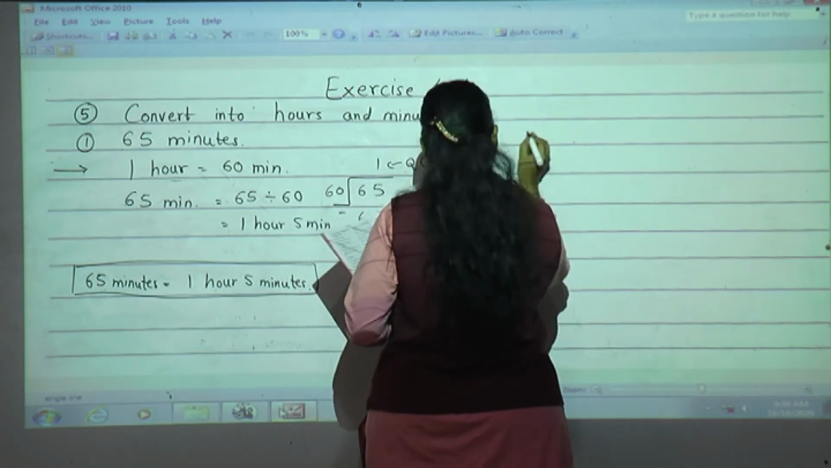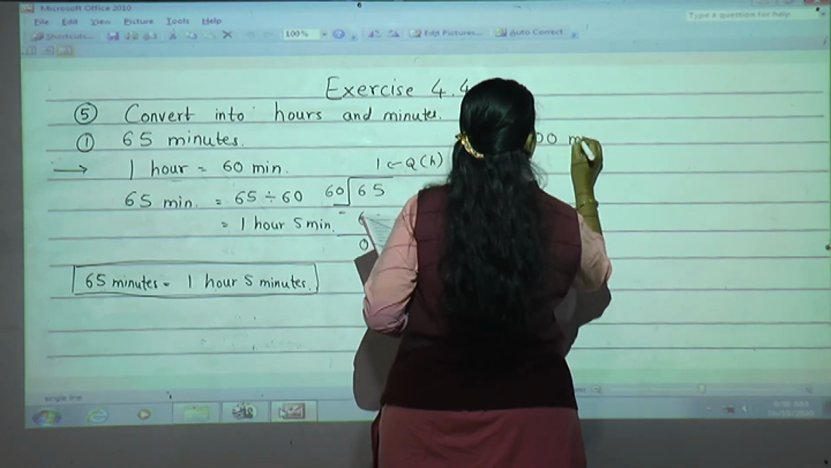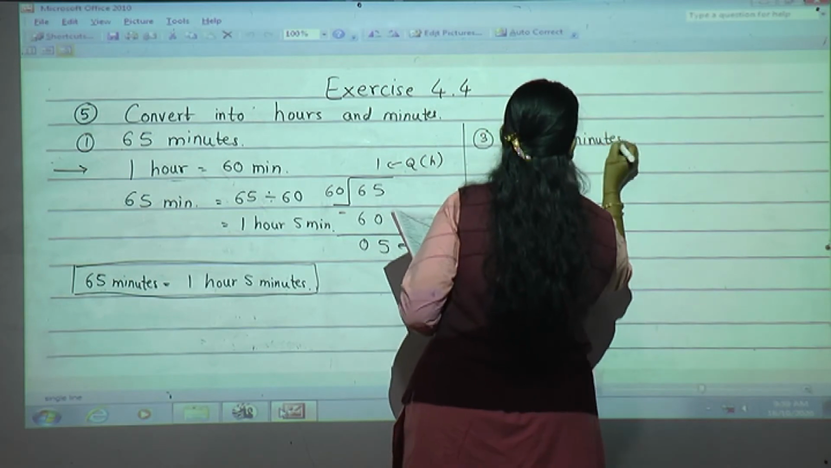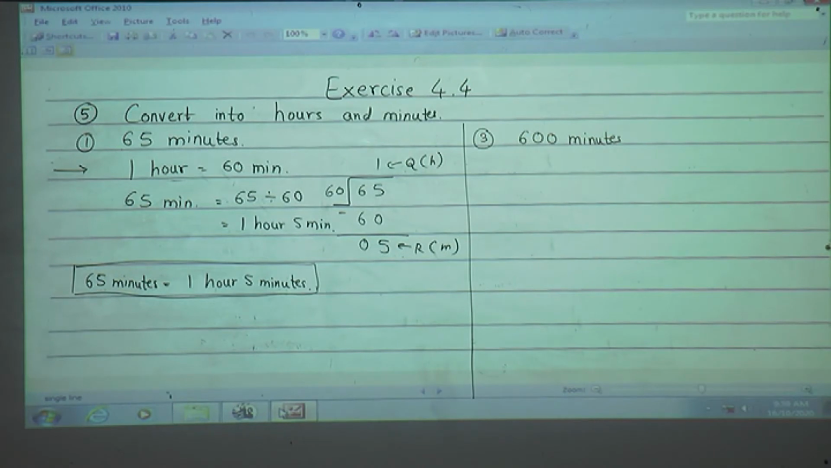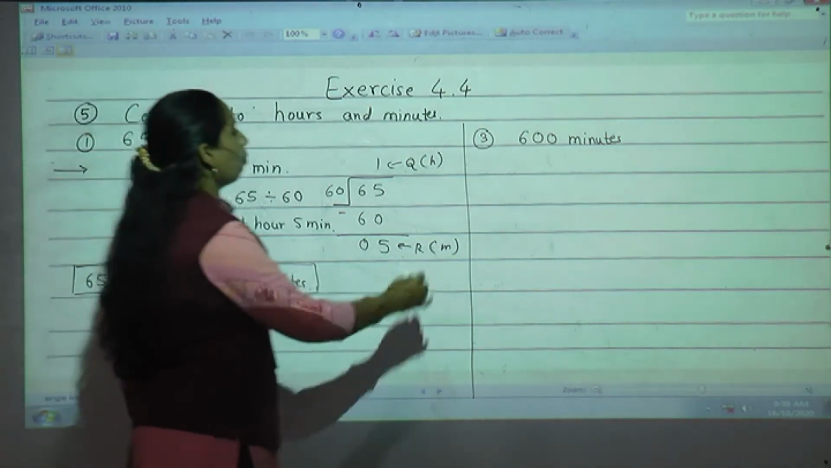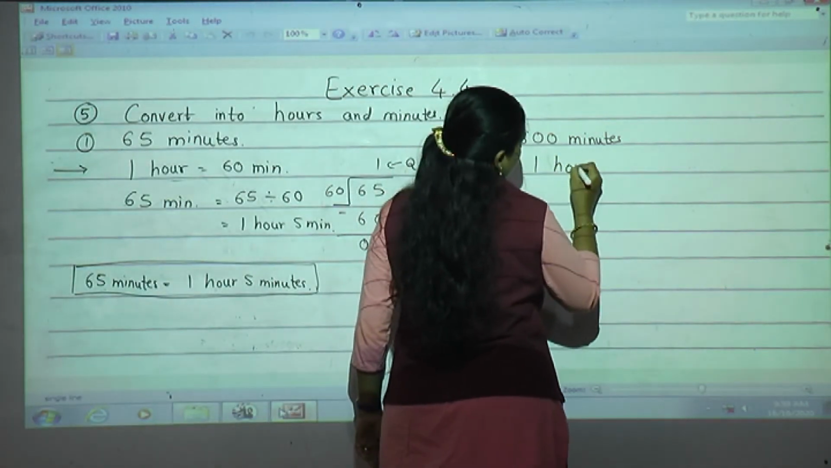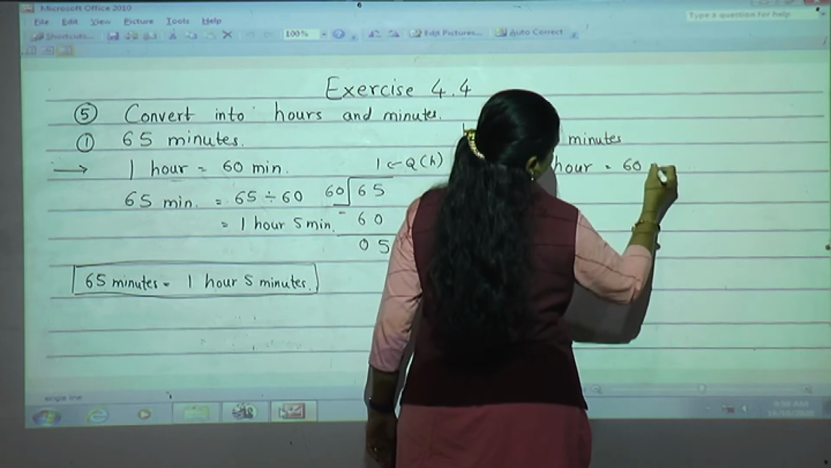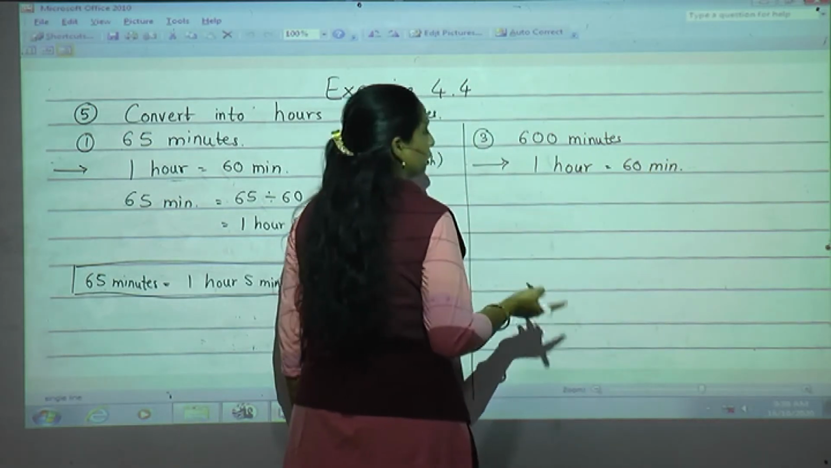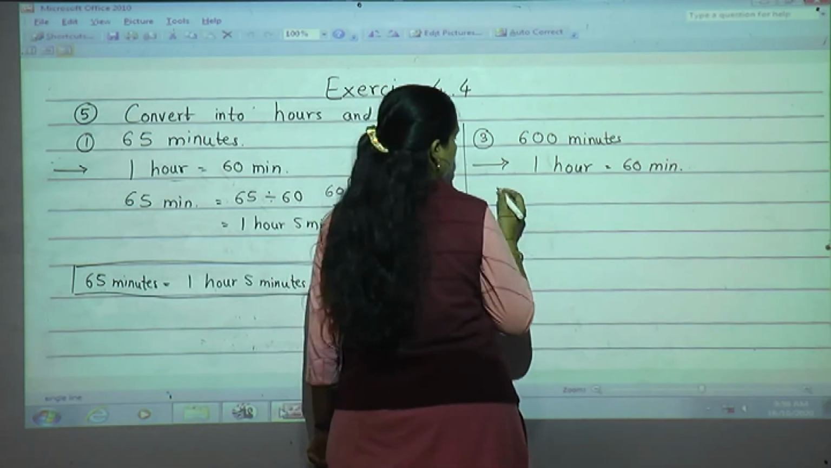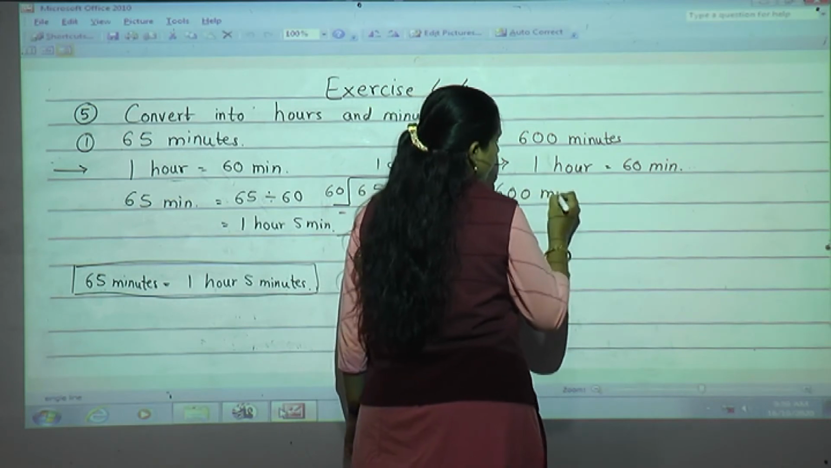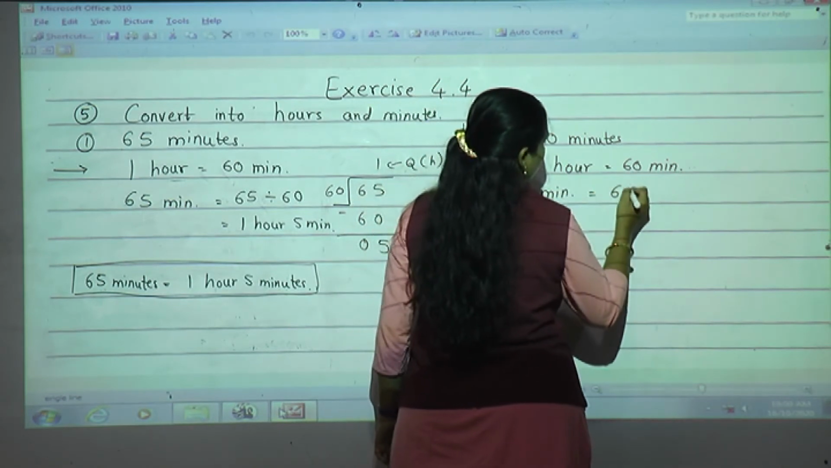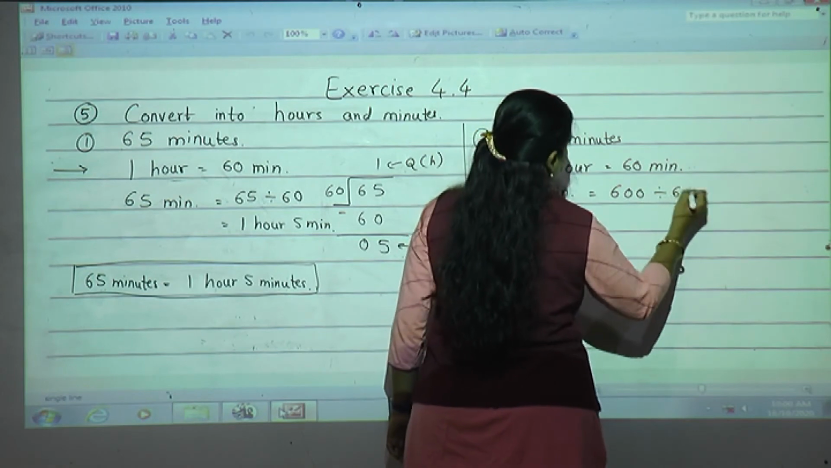See the third one, 600 minutes. Now we have to convert these minutes into hours. First, you know that 1 hour is equal to 60 minutes. So when you want to convert minutes into hours, we have to divide by 60, isn't it? So 600 divided by 60.